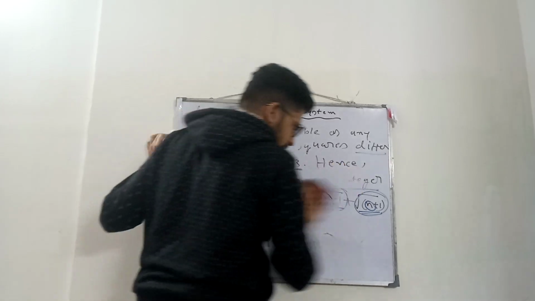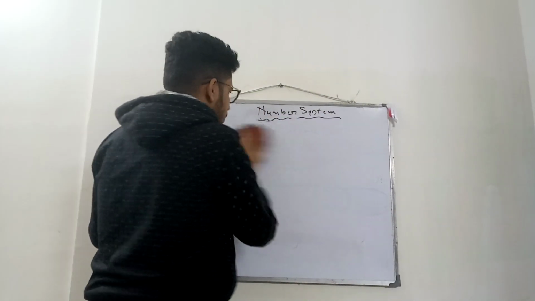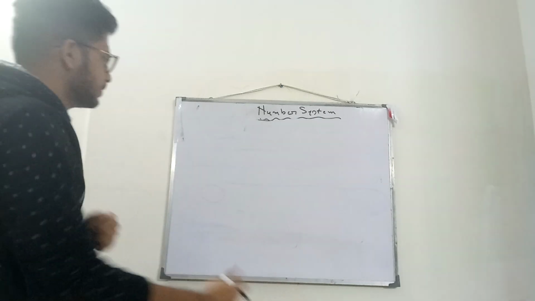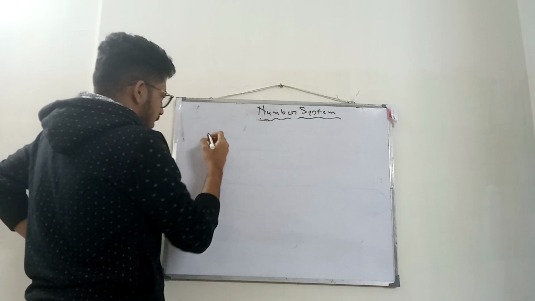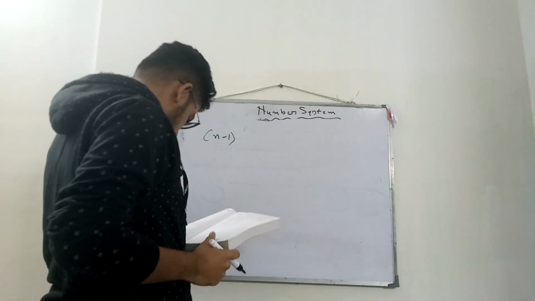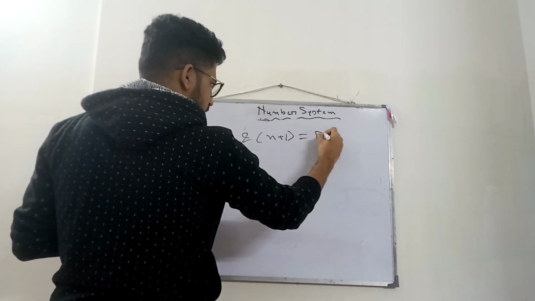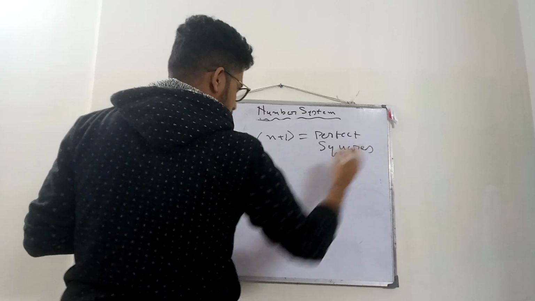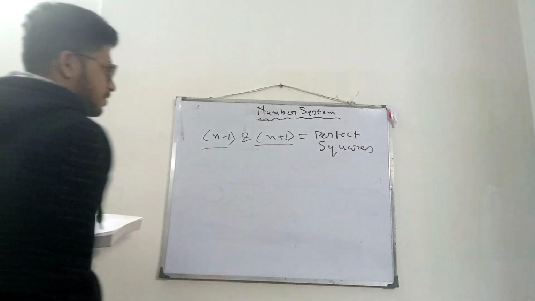We have to understand this question and the solution here. We have no other way. Suppose they're saying n minus 1 and n plus 1 are perfect squares. They are perfect squares.